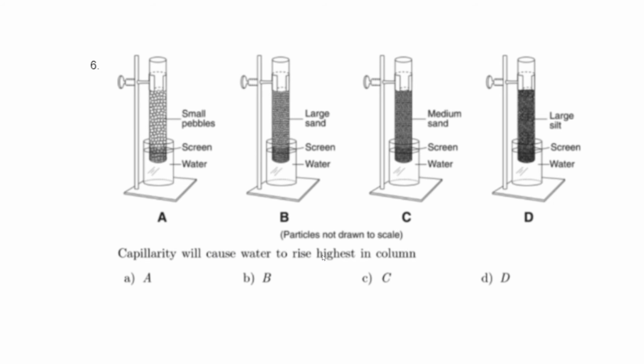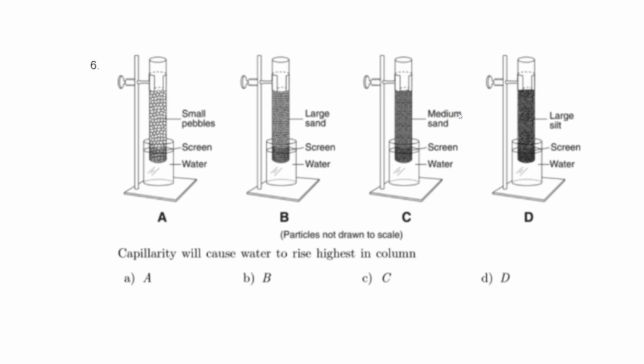Capillarity will cause water to rise highest in column A, B, C, or D. Now, this is not showing us the sizes of particles, but it is showing us the names of the types of sediments. We have pebbles, sand, and silt, right? And we have a glass of water. The water is rising. We want to know in which of these columns will the water rise highest.